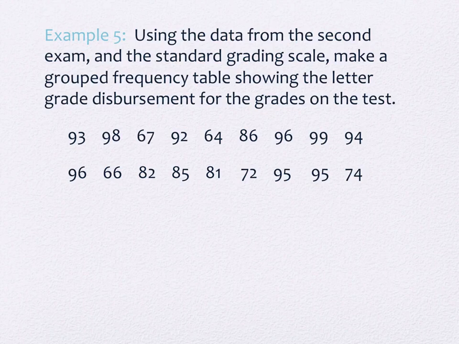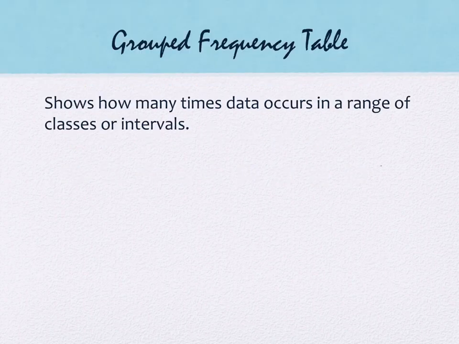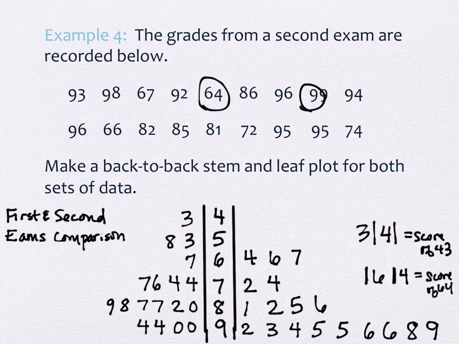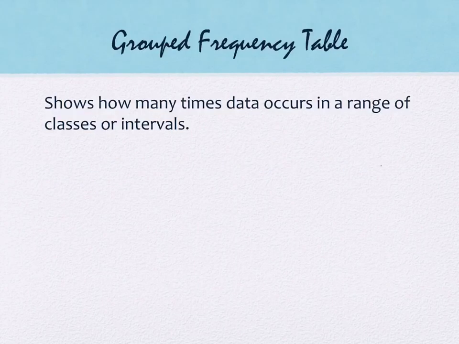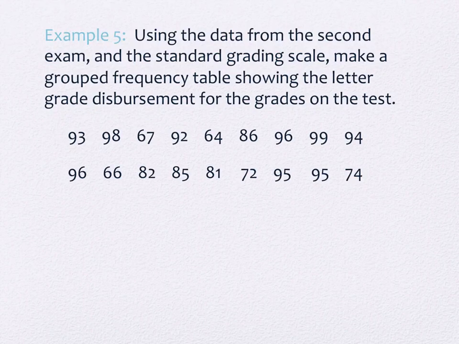So with our grade categories here, this is our data that we had just a moment ago from our second exam. And it makes sense to us to put the 60s in a category, and the 70s in a category, and the 80s in a category, and the 90s in a category, right? I mean, that's kind of why we chose those as our stems, right? They make sense to us. And they make sense to us for a grouped frequency as well.